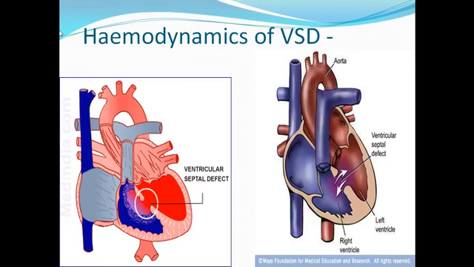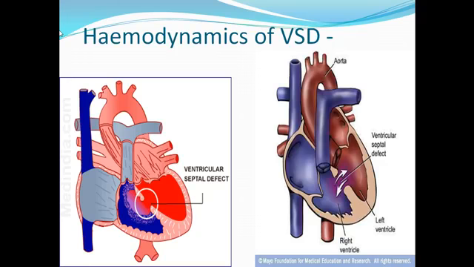Now we start the hemodynamics of the VSD. What is the hemodynamics? Normally we know that blood goes through the inferior vena cava and superior vena cava, comes to the right atrium, then through the atrioventricular valve comes to the right ventricle, then pulmonary trunk, then lungs, then pulmonary veins, and enters the left atrium, then into the left ventricle, then aorta, and through the whole body. This is the normal phenomenon.